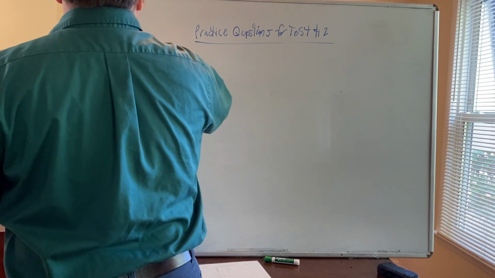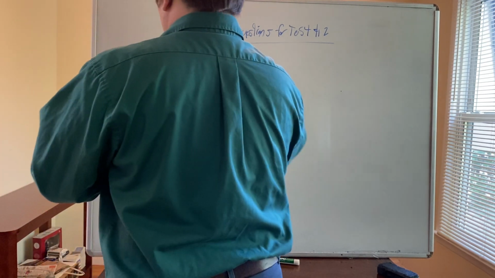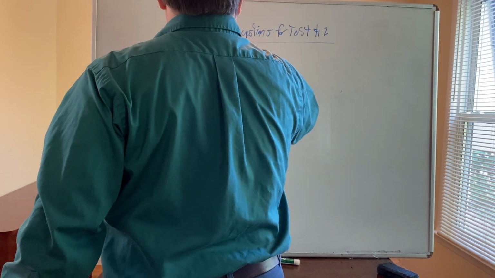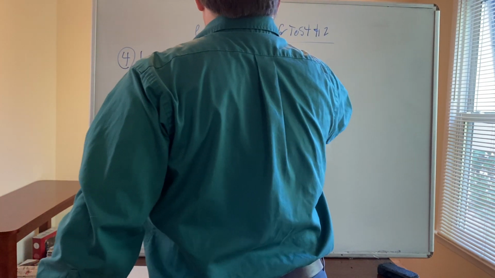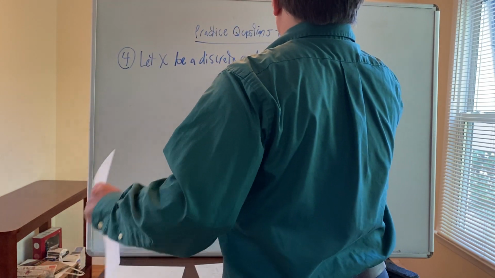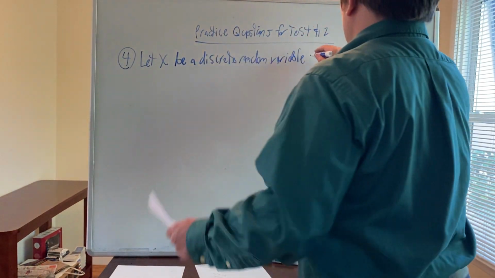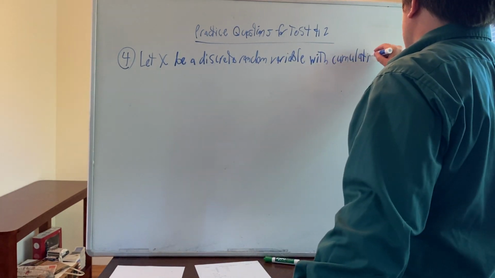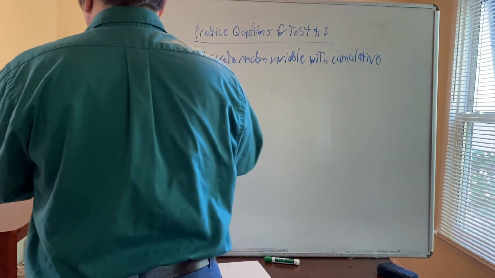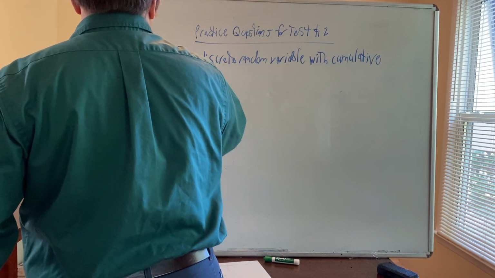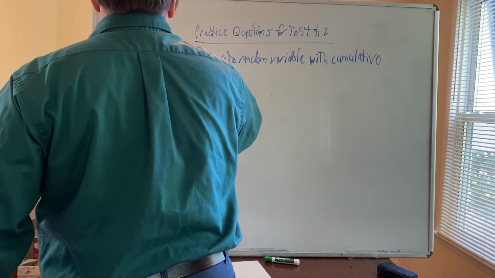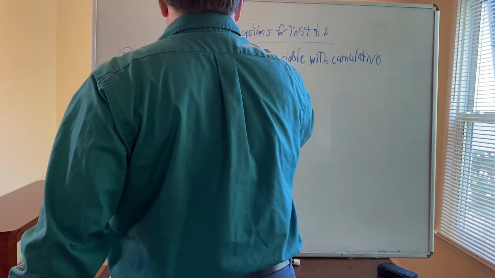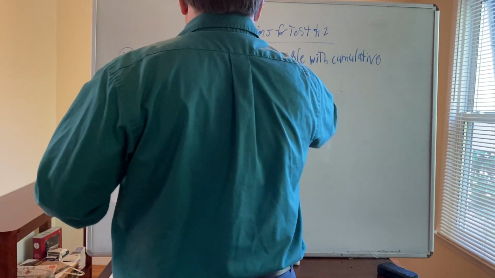Number 4 is: let capital X be a discrete random variable with cumulative distribution function capital F of X below.